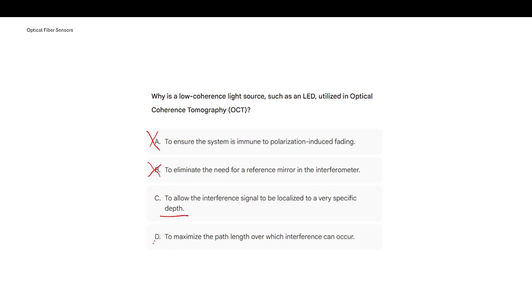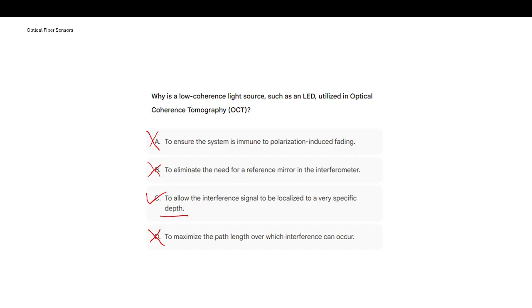A little bit doubtful. Let's see about the next one. To maximize the path length over which interference can occur. You are saying it is D? So, path length over which interference can occur. We don't need to maximize the path length. This is not correct actually. For a low coherence light source such as an LED, utilized in OCT, it is for the smaller path length. So these three are not correct. Option C is correct. And why is it correct?